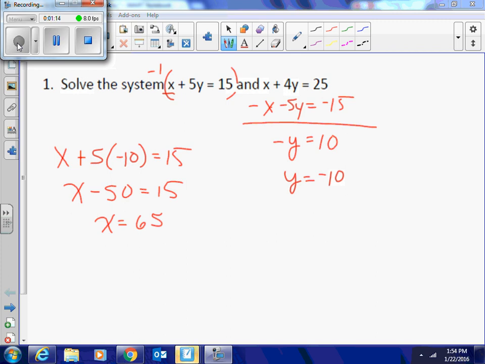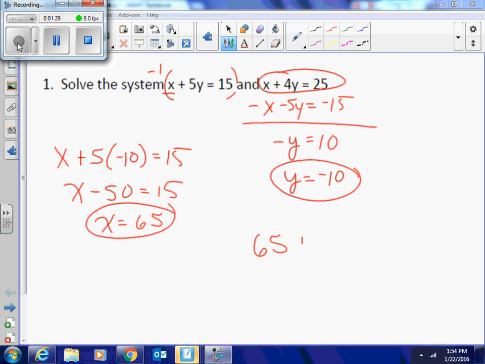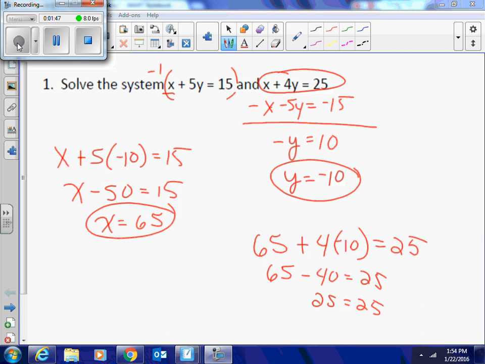We could check by plugging in our answers for x and y into the equation we didn't just use, which is the second equation. So I take my x value of 65, and I'm going to plug in my -10 for y, and that should add up to 25. Plugging in a -10, I've got 65 minus 40, and that does indeed equal 25. So I've checked my system of equations.